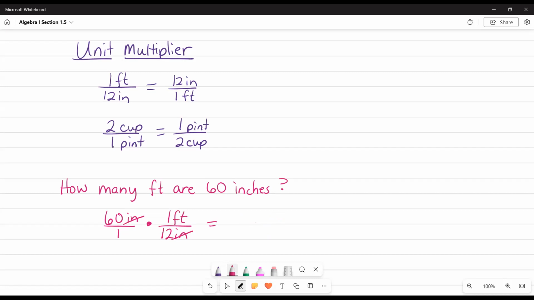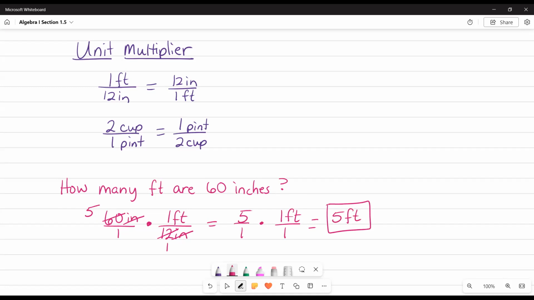Do we want to reduce some more? You can reduce your numbers, right? 12 and 60. 12 goes into 60 5 times. I mean, if you didn't, you'd end up with a fraction. You'd reduce it then. So we have 5 over 1 times 1 foot over 1. We've canceled our inches. And so we end up with just 5 times 1 with a unit of feet. And we have our answer. 5 feet.